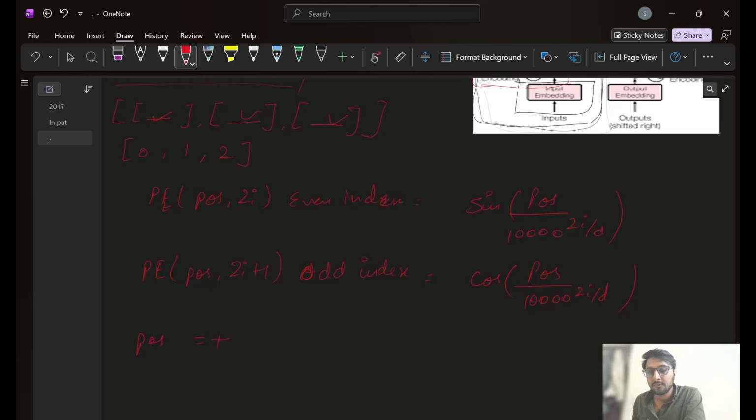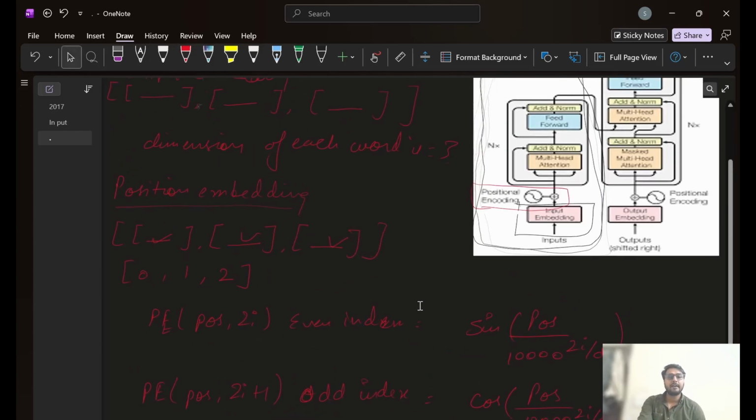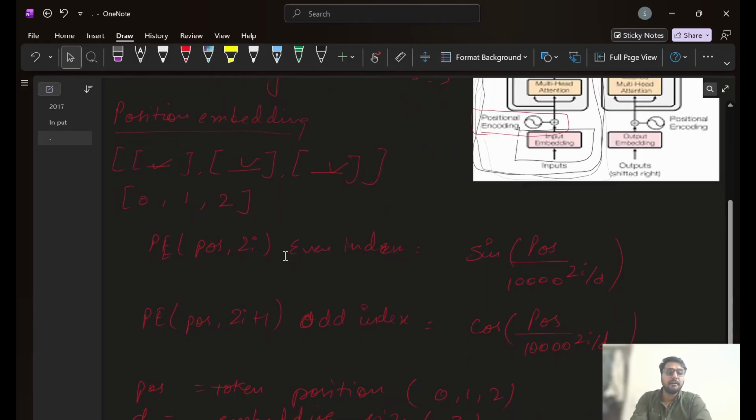Here, pos is the token position, that is 0, 1, 2. d is the embedding size, which is 3 in our case. i is the dimension index. So using this formula, we can create positional embeddings that give us a list of 3 vectors having size 3.